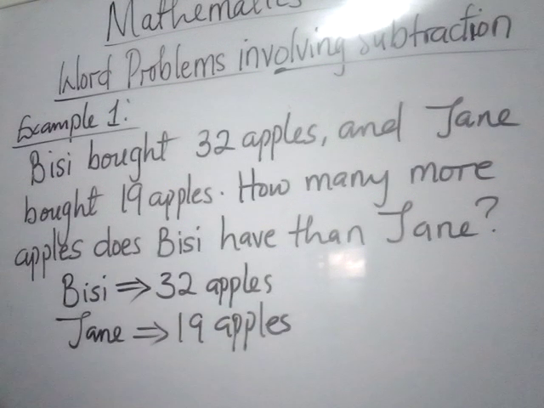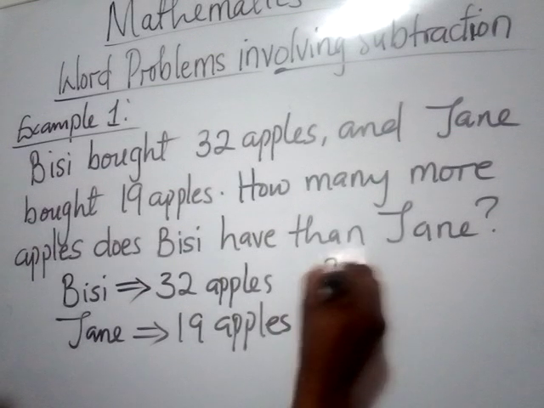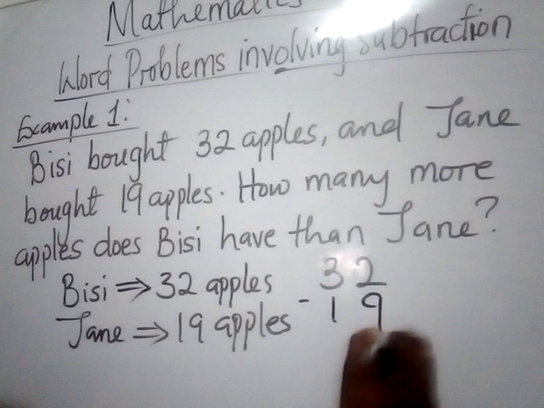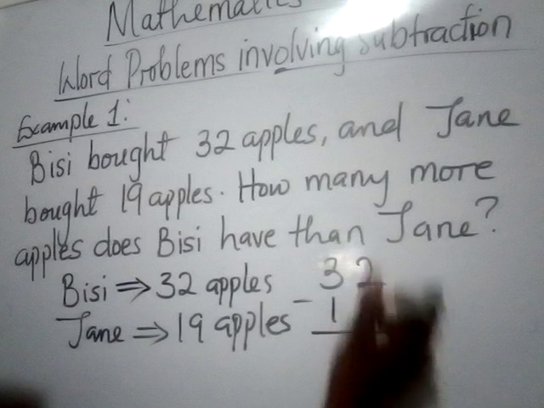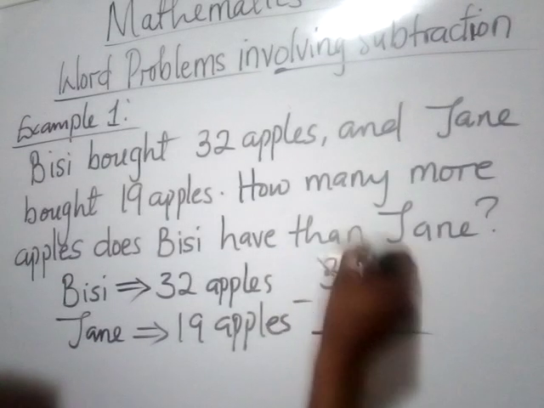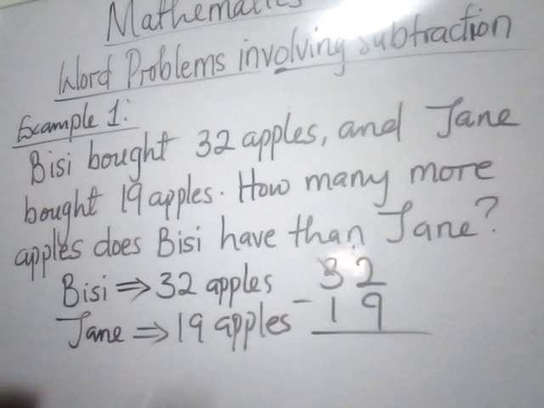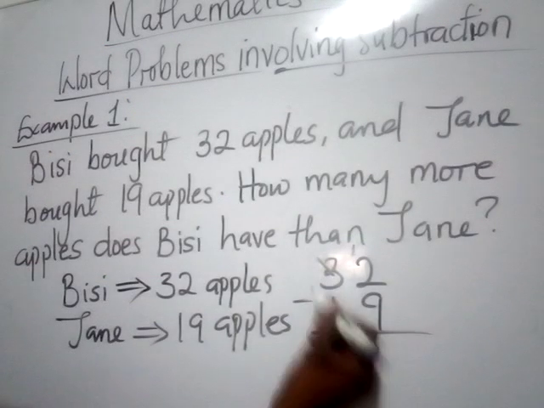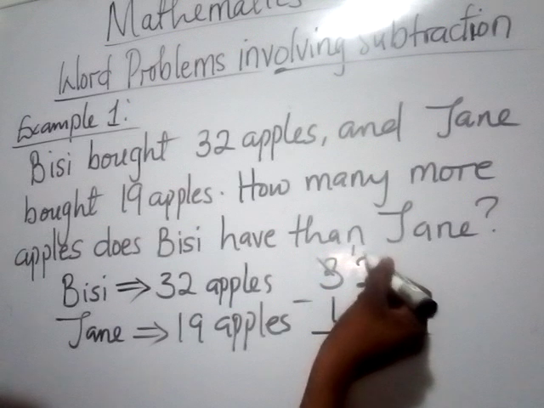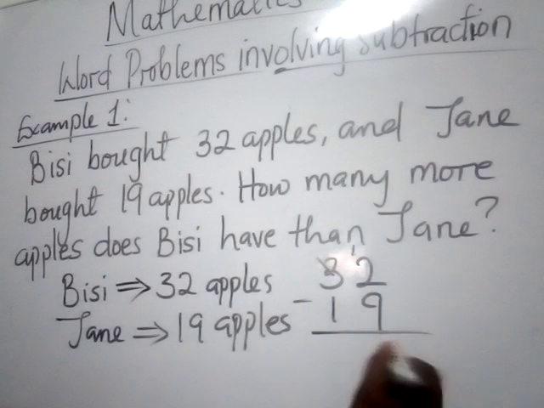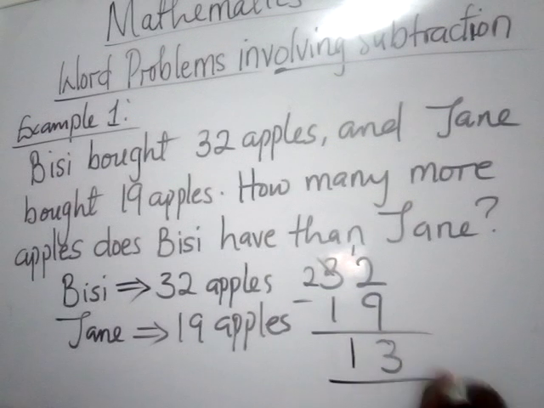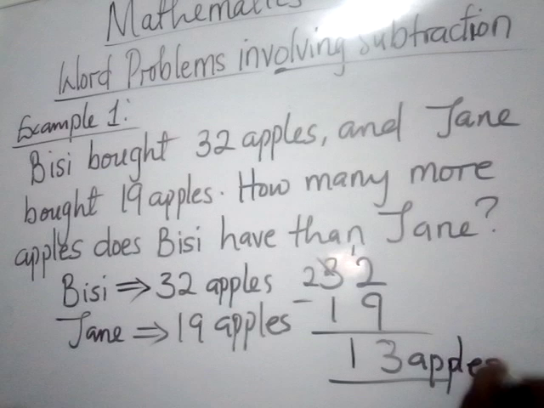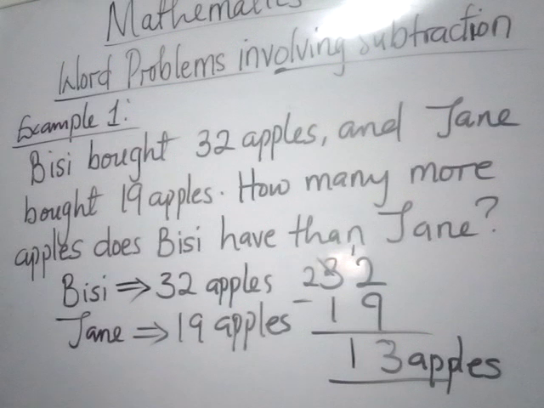You're taking away the smaller number of apples from the larger number. So what do we have? You have 32 minus 19. Okay, so 32 take away 19. We know 9 is bigger than 2, but we can always come here, take 1. Okay, we call it regrouping. So remember, this is tens and this is units. So the one you take from here has the value of 10 units. So 10 plus 2, that gives you 12. 12 take away 9, you have 3. So here we have 2 left. 2 take away 1, we have 1. So that means BC has 13 more apples than Jane.